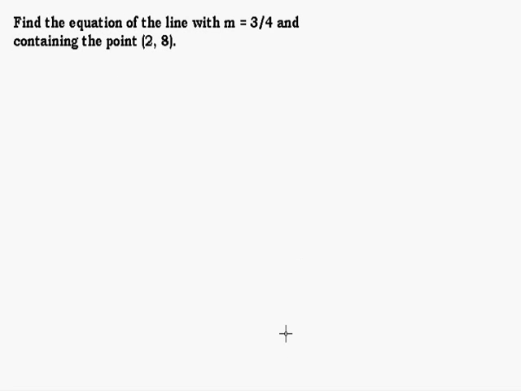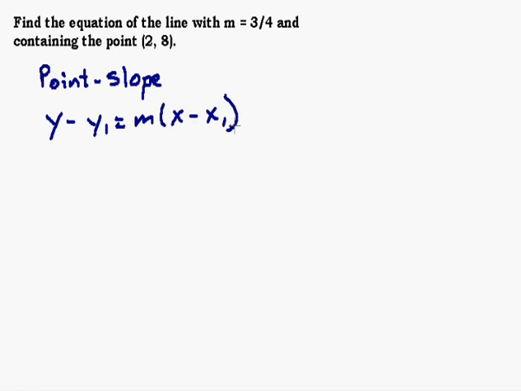Alright, our next method is called the point-slope method. So the point-slope method uses the point-slope equation, or the point-slope formula, which is y minus y1 equals m times x minus x1. Alright, so let's talk about what this means. In this equation, you do have 5 variables, 5 different letters.